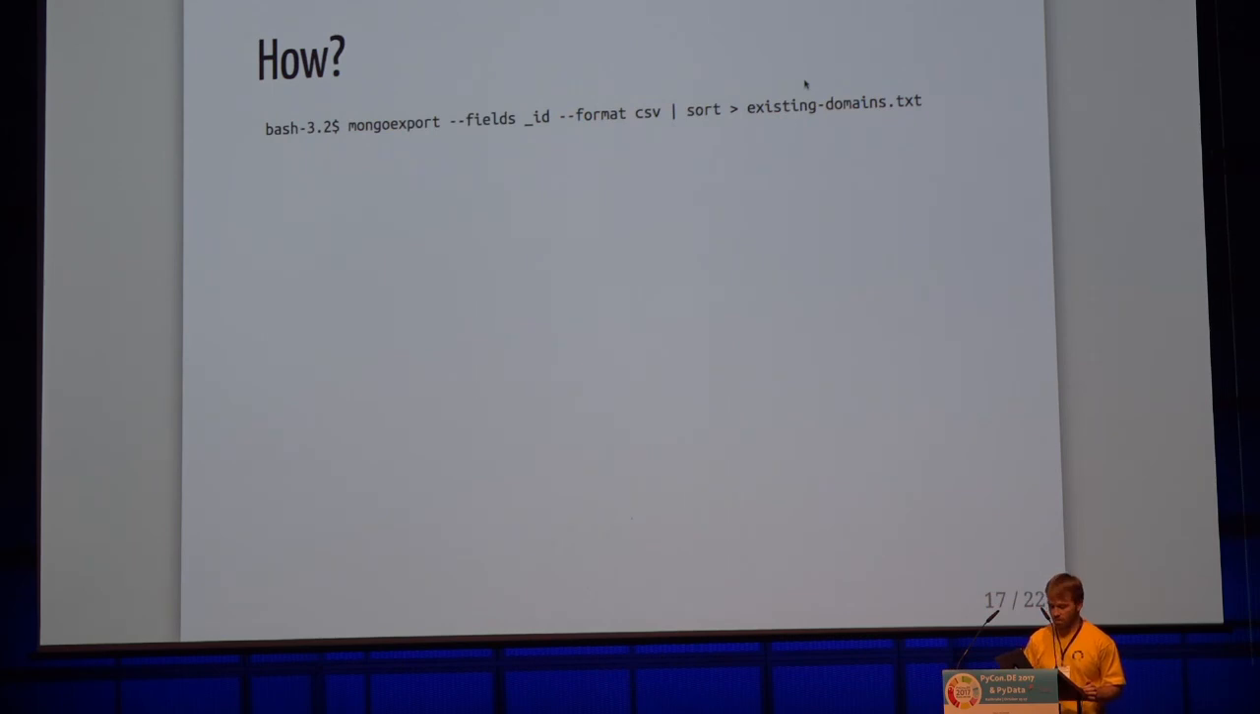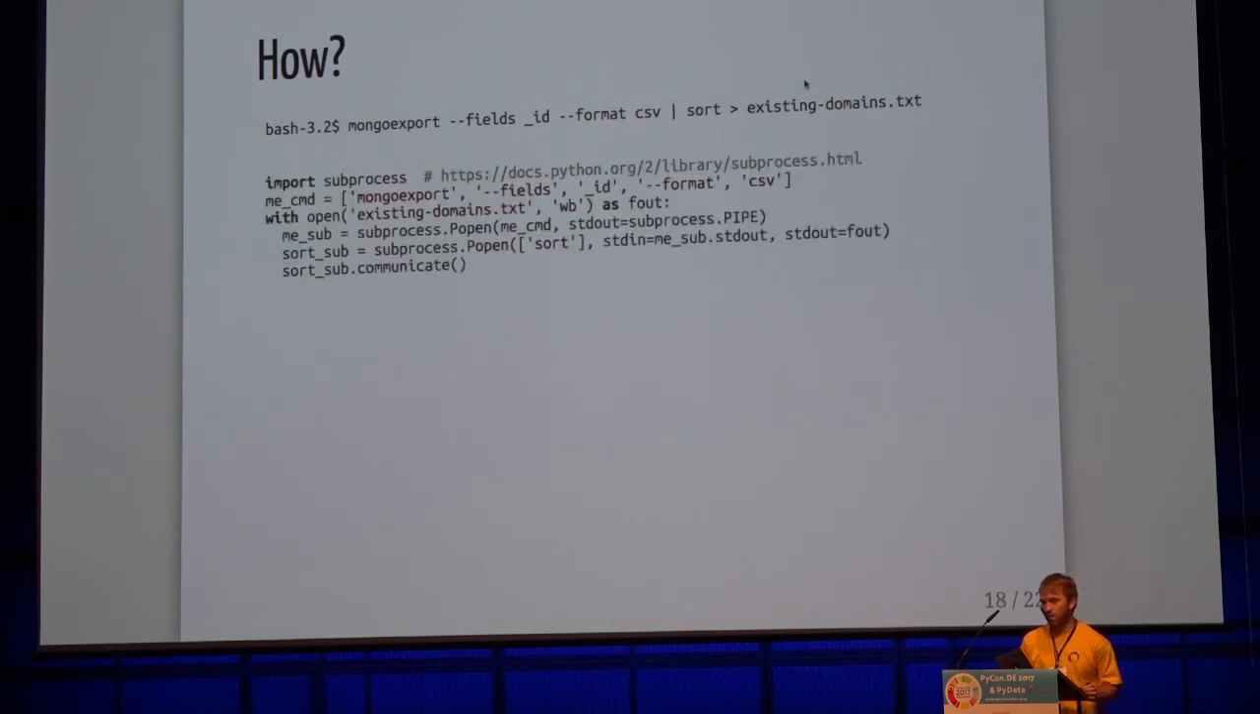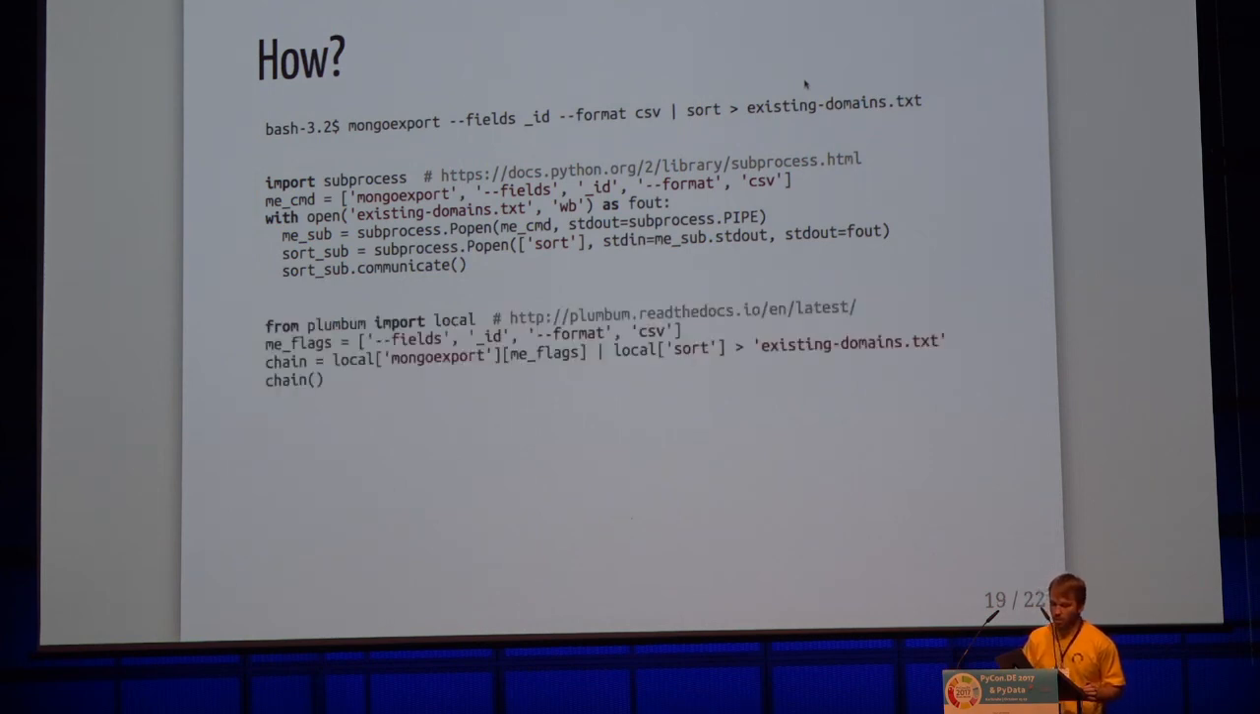Just a brief example of how I did this. To mimic this bash command, you could use standard library subprocess like this. It's a little bit involved, but if you use another library called Plumbum, then it's very, yeah, thank you. It's a very useful library for writing pipelines that do things very similar to what you do in Bash.